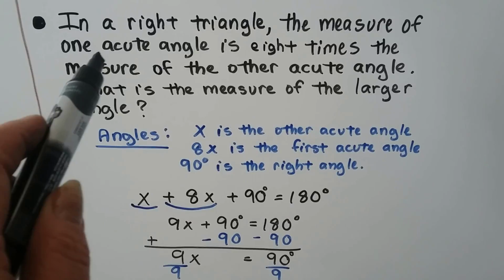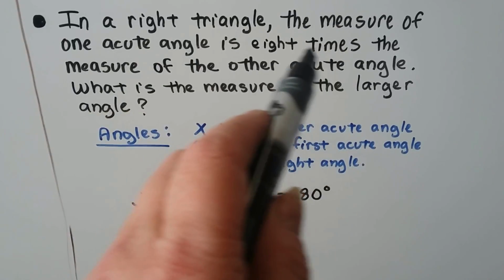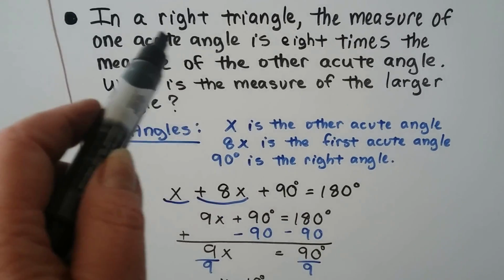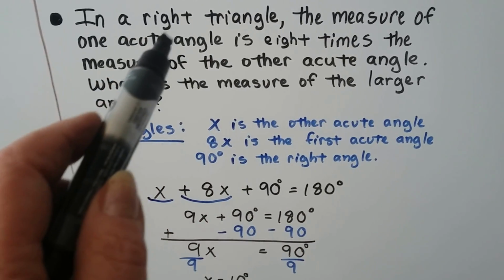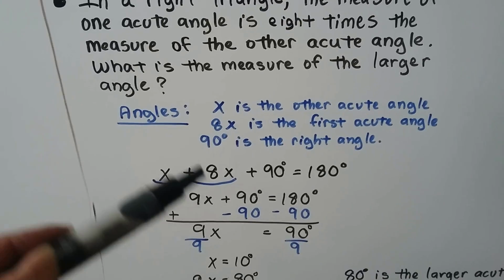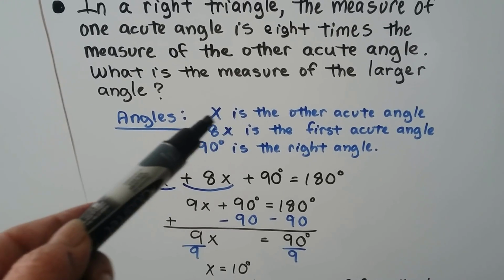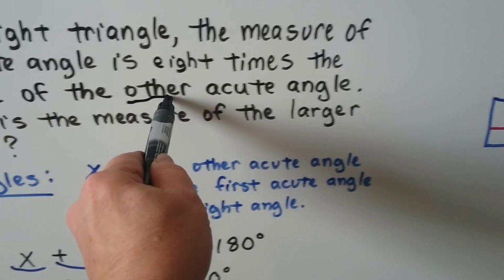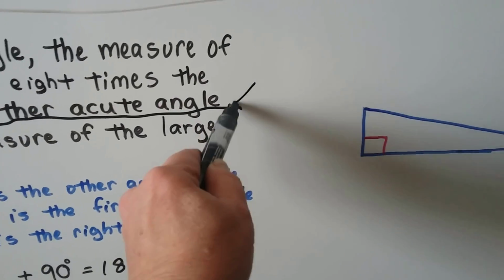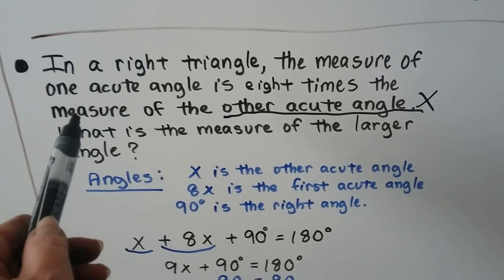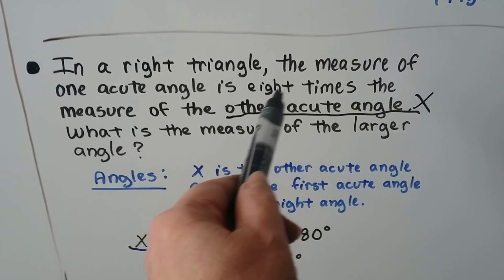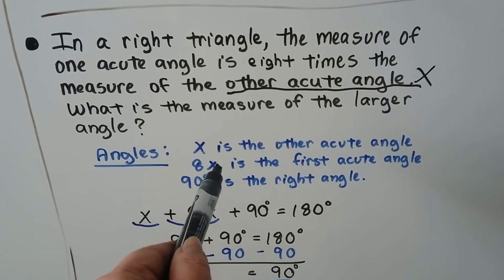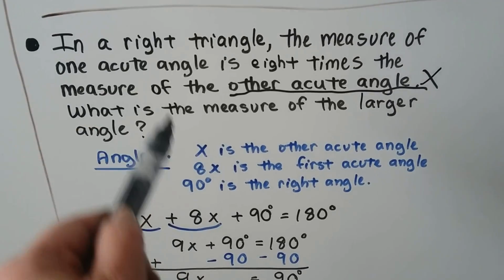It says the measure of one acute angle is 8 times the measure of the other acute angle. So they're acute, so they're less than 90 degrees. So you have a 90-degree one and then 2 smaller ones. So we're going to let X represent the other acute angle. That's this one right here. That's going to be X. Then we've got an acute angle that's 8 times this one. So it's 8 times X. It's 8X. Then we have that 90-degree one because we know it's a right triangle.